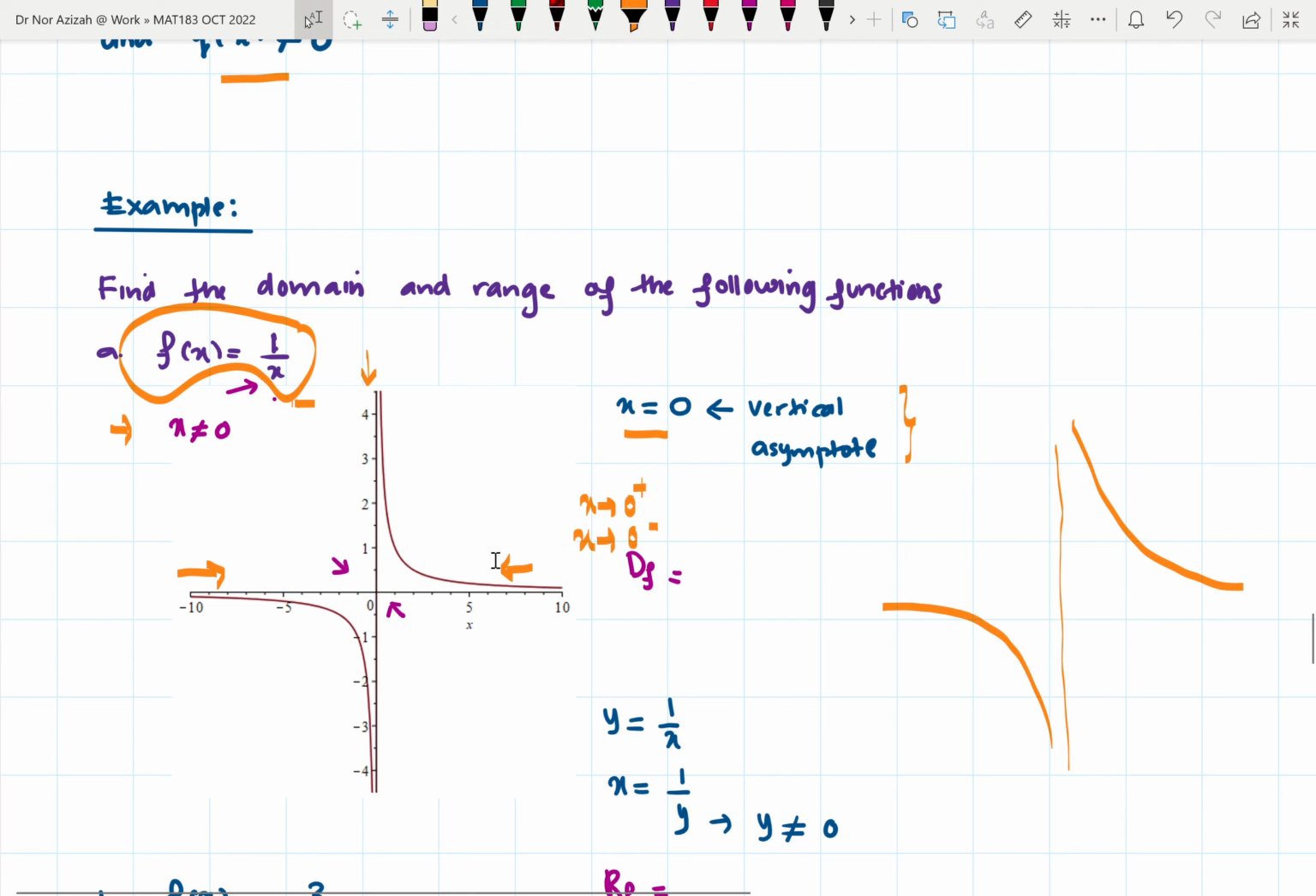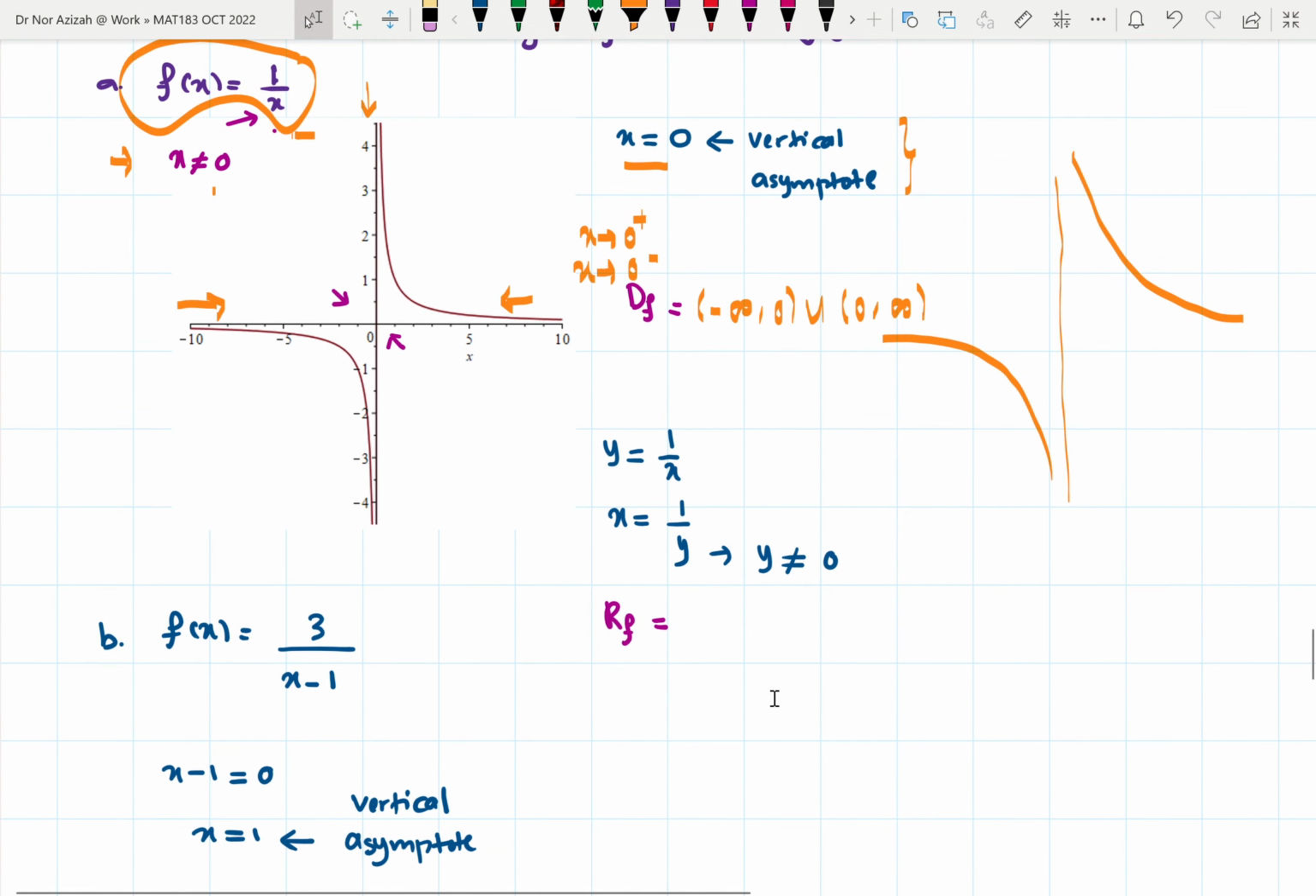And then for the domain here, x not equals 0, right? X is the only value that is not allowed, that is x equals 0. So the domain can start from negative infinity until 0, 0 is not included, union, start from 0 until infinity. That's the domain.